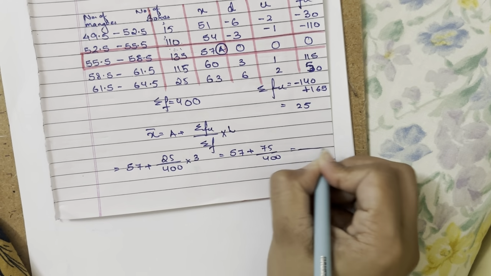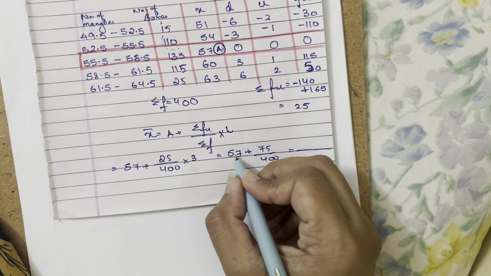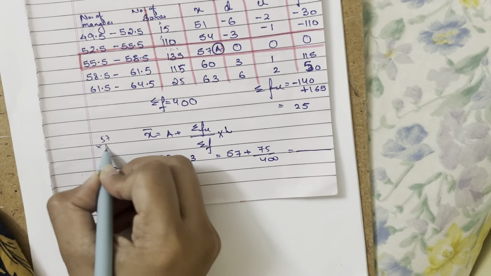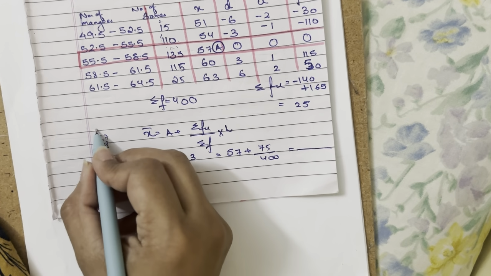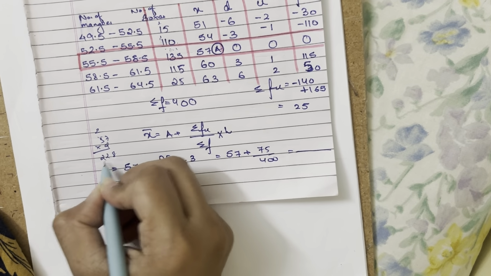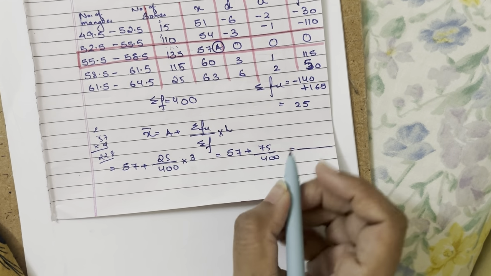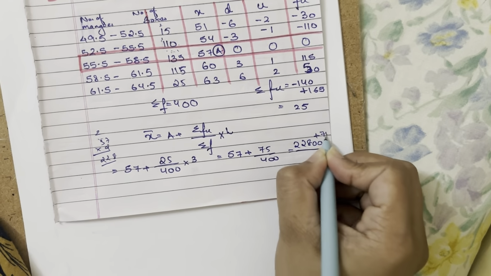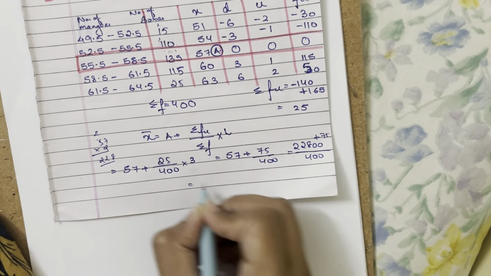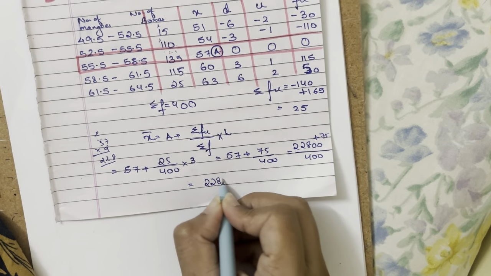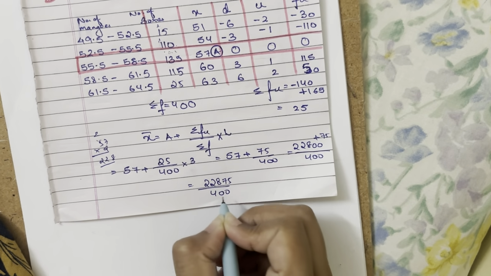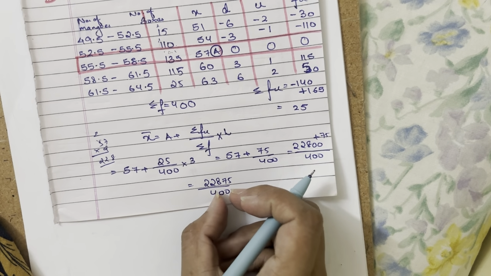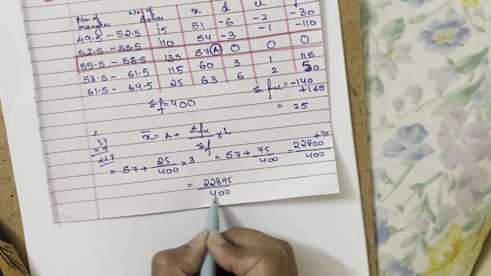4 multiplies with 57. I don't know how much it is. 57 times 4, I could do it. 228, so 22800 plus 75 over 400. That turns out as 22875 over 400. First, you keep these 2 points here, decimals here, zeros here only. You do the division with only 4.